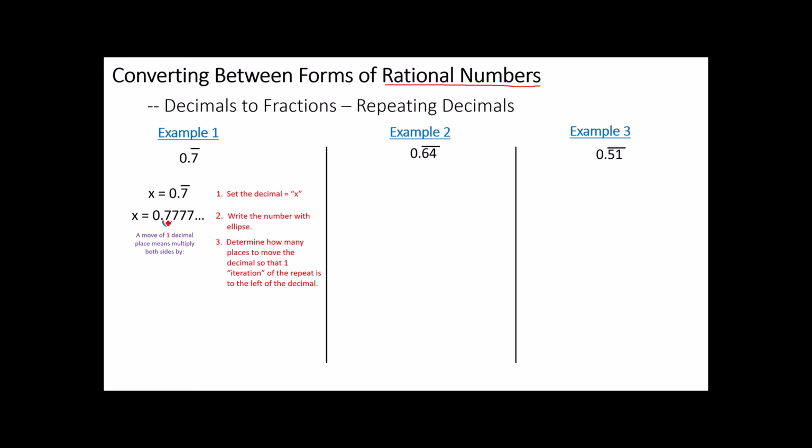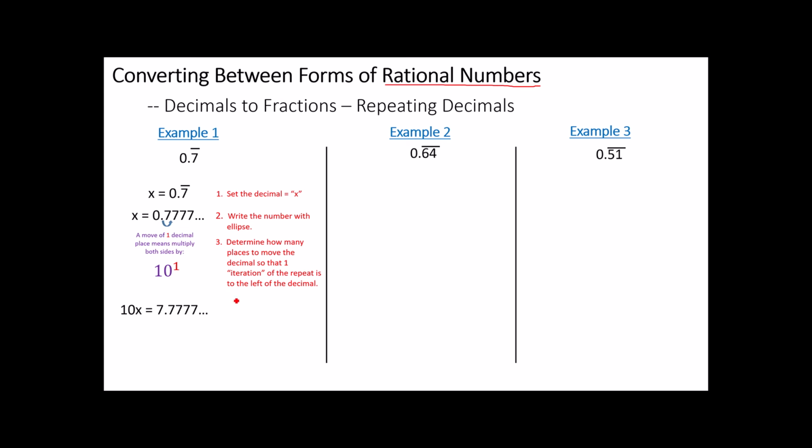Anytime I move a decimal one place to the right, I'm really multiplying by a 10. So since it's a move one place to the right, I'm just going to multiply by 10 to the first power. And I'm going to rewrite this as if 1x is 0.7777, 10 x's would be 7.7777, on and on repeating.